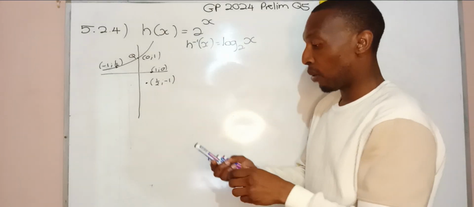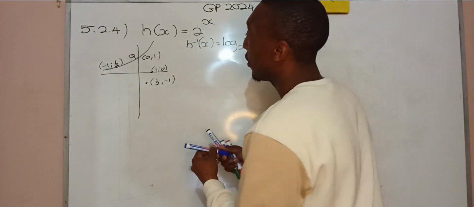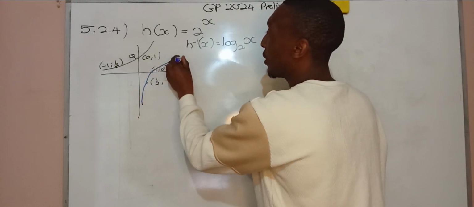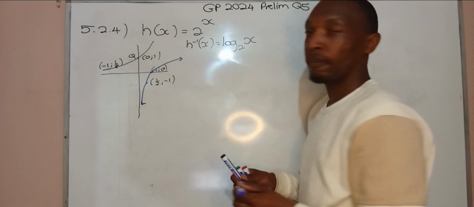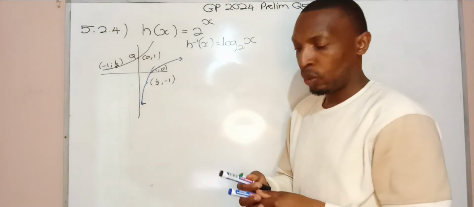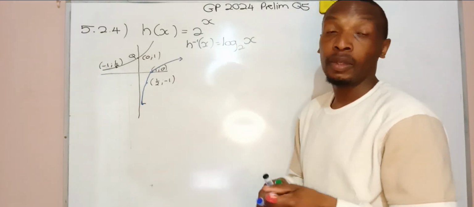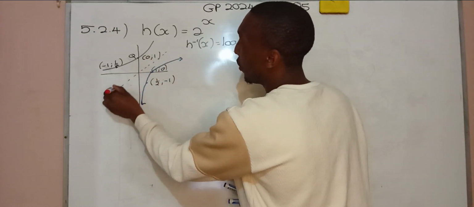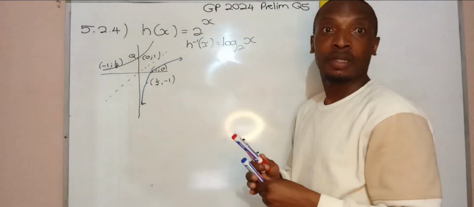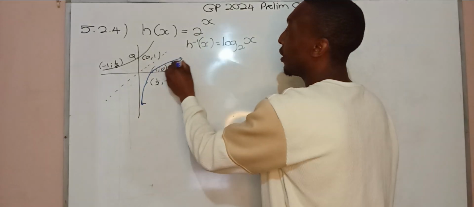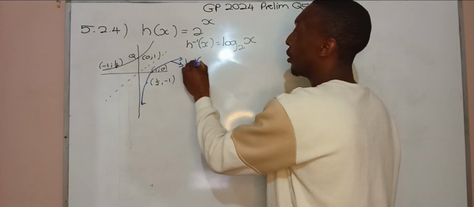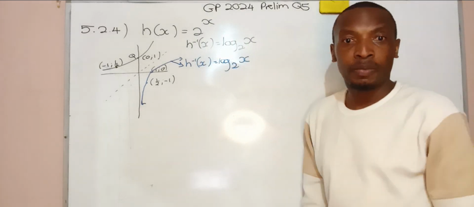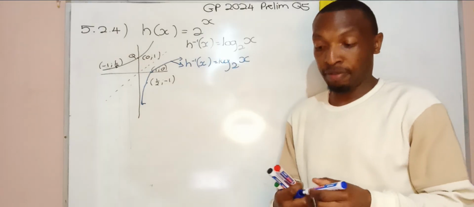So our sketch will look something like this. Let's draw it in blue, something like that. If you're not sure, you can always use the axis of symmetry, which is the line y is equal to x, which goes through something like that. So this here is the equation log base 2 of x. That's our answer to 5.2.4.